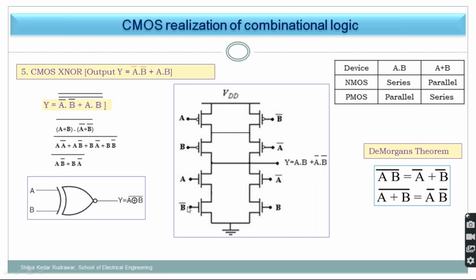So A B bar. This is the NMOS implementation, dot is series. So A B bar in series, in parallel with that you are having the series combination of B A bar. So this is B A bar, a parallel combination with this. Opposite of that you need to do with the PMOS. So same way you are able to see this structure.